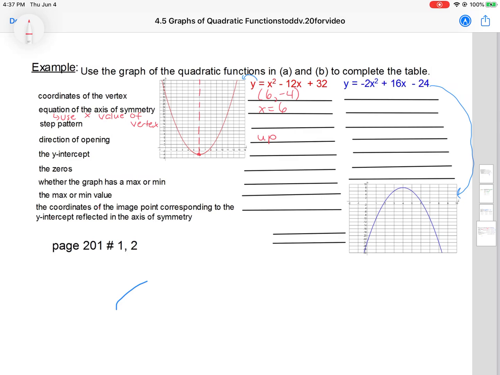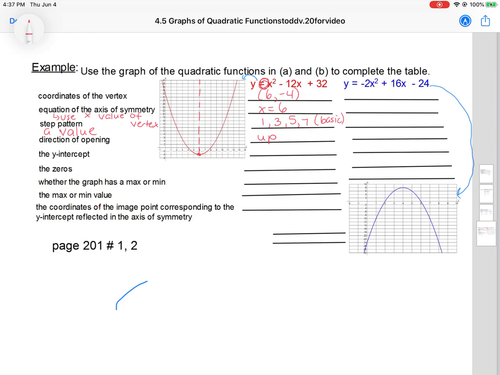So this step pattern, you look for the value out front here, look for the A value, which is in this case 1. So then it's just the basic step pattern. It doesn't really matter how far you want to go.